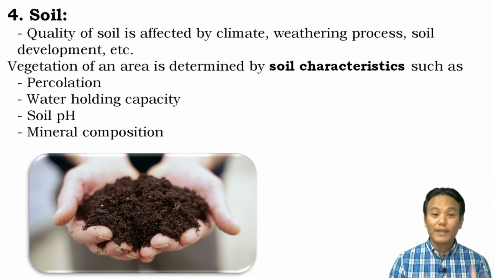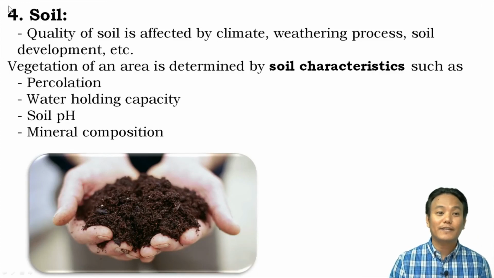So the fourth and the final important abiotic factor given in your textbook is soil. You must have studied about soil in your lower classes in other subjects. You must have studied about different types of soil such as loamy soil, sandy soil, clay soil, etc. Those soils have different qualities and different characteristics. The quality of the soil is affected by climate, weathering process, and soil development process.